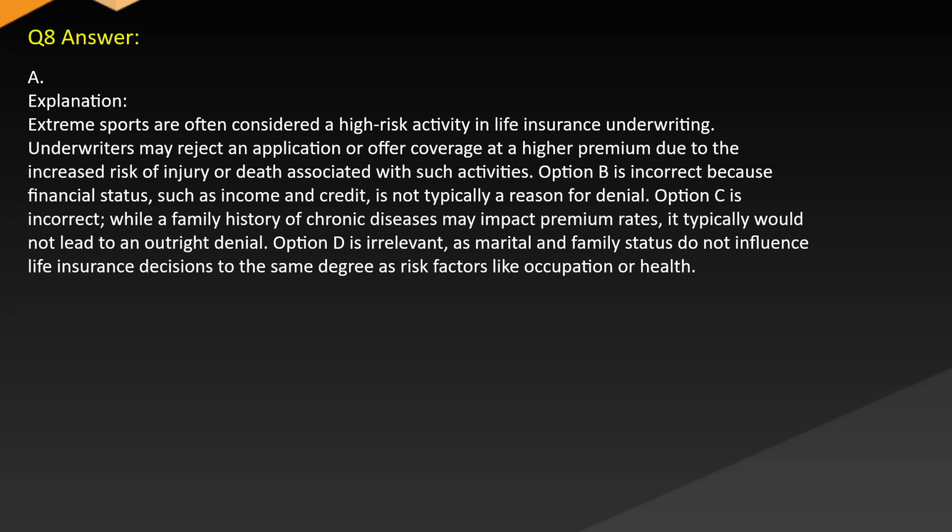Option B is incorrect because financial status such as income and credit is not typically a reason for denial. Option C is incorrect. While a family history of chronic diseases may impact premium rates, it typically would not lead to an outright denial. Option D is irrelevant, as marital and family status do not influence life insurance decisions to the same degree as risk factors like occupation or health.